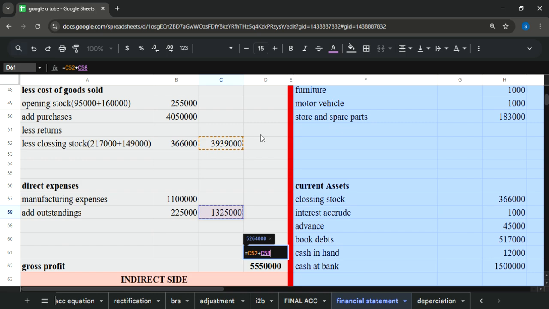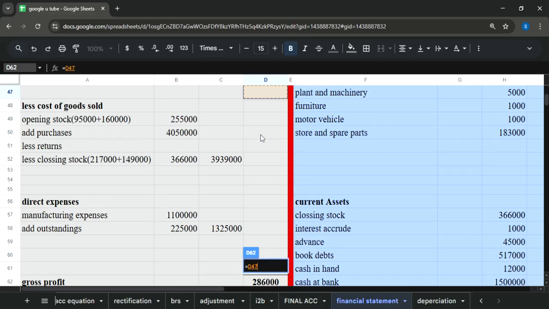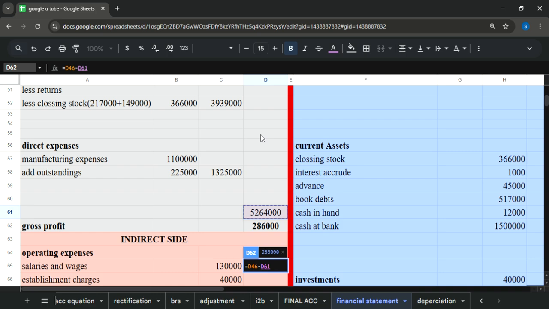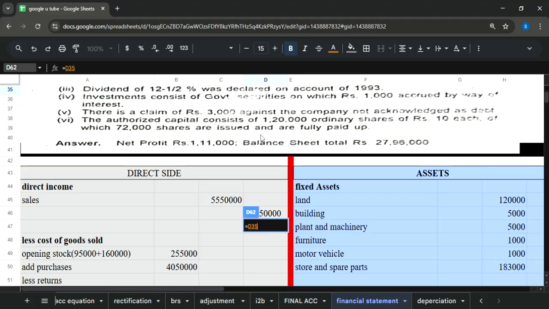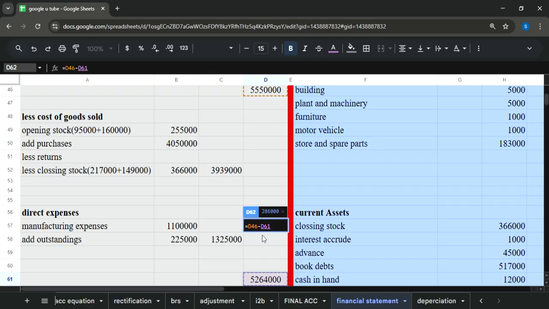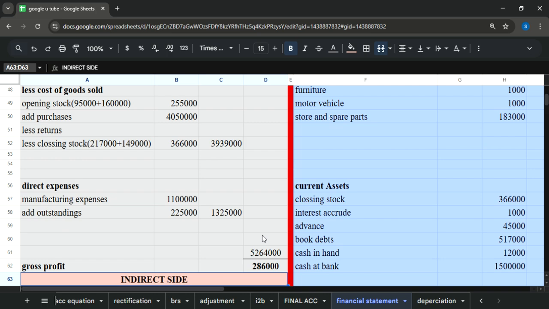This is the first part of cost of goods sold. Now we will add direct expenses, with which we have calculated the total amount of the cost of goods sold statement, and now we will be calculating our gross profit. 555,000 was the amount of sales, and now you need to subtract cost of goods sold, that is 5,264,000.